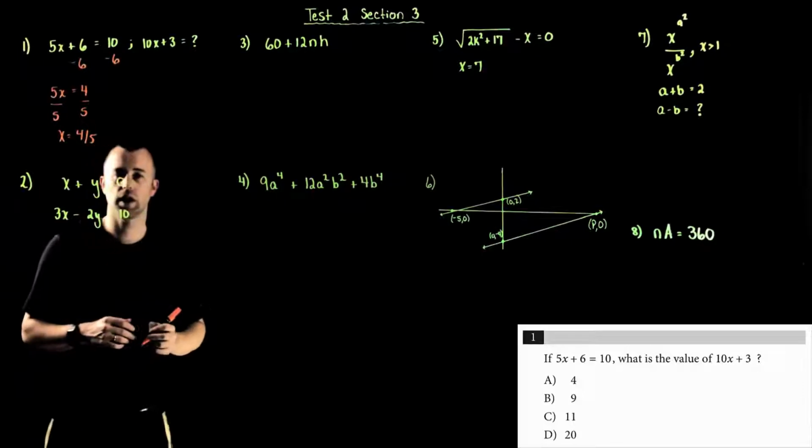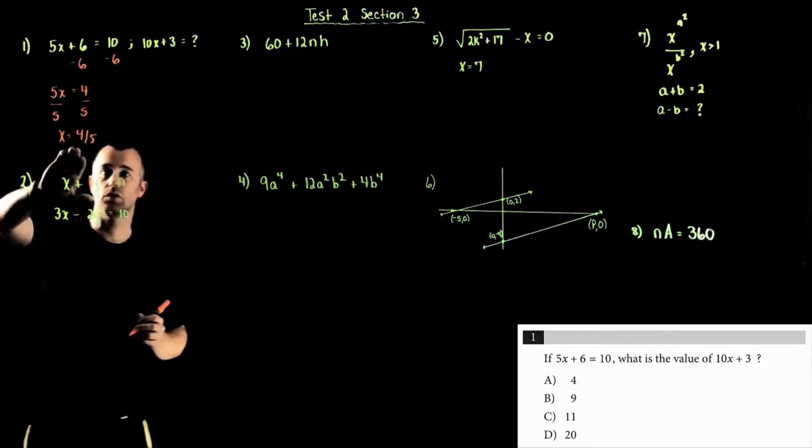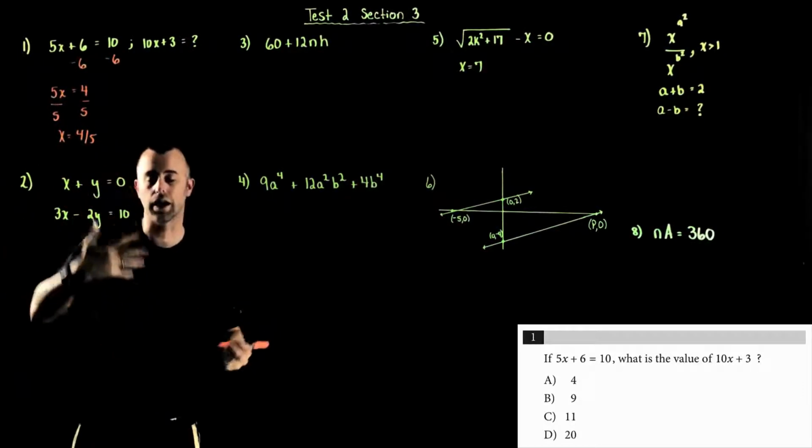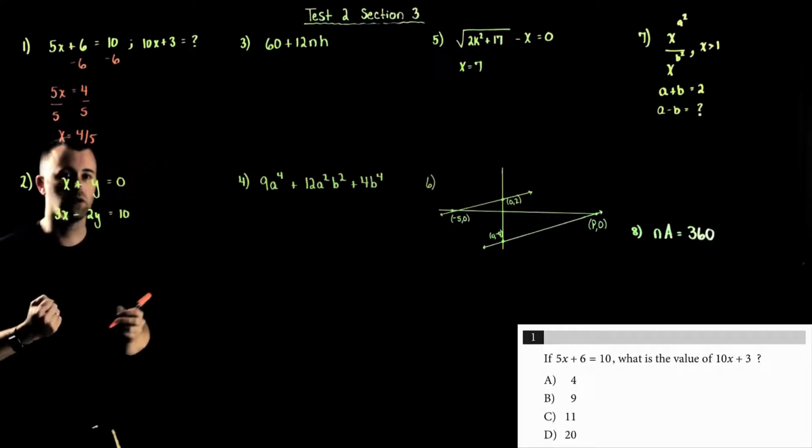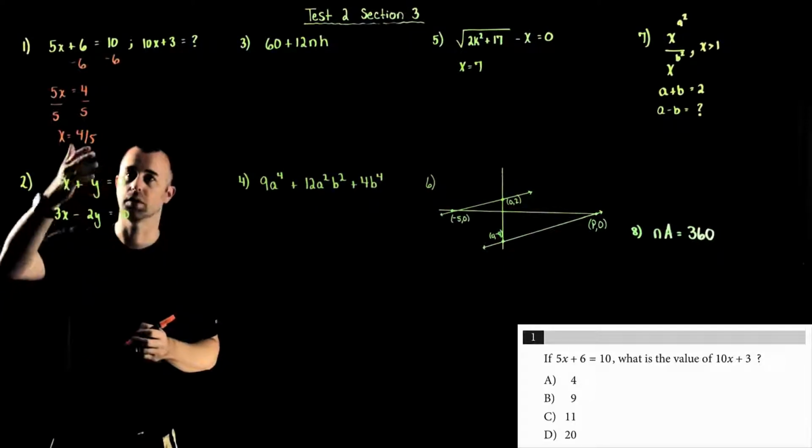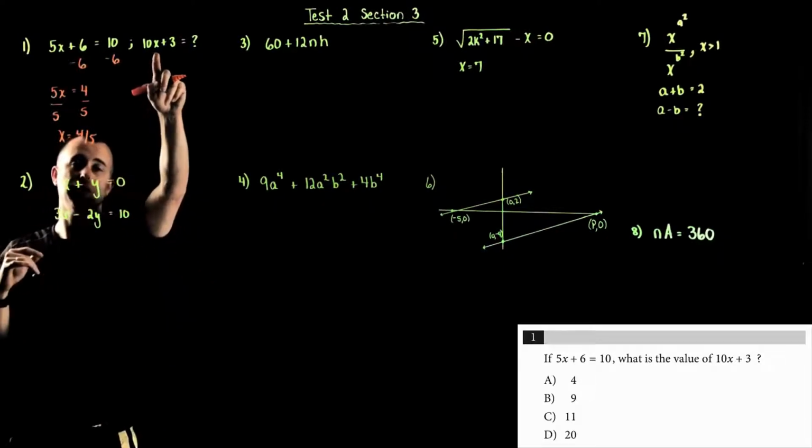So once you get that answer, you need to make sure you don't pick that as an answer. If it was an answer choice, be aware not to pick it because, well, it's wrong. What we want to do is get 10x plus 3.